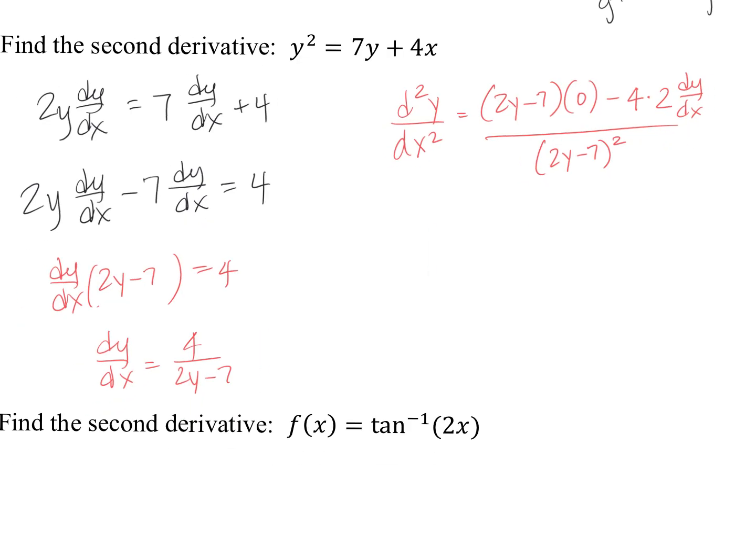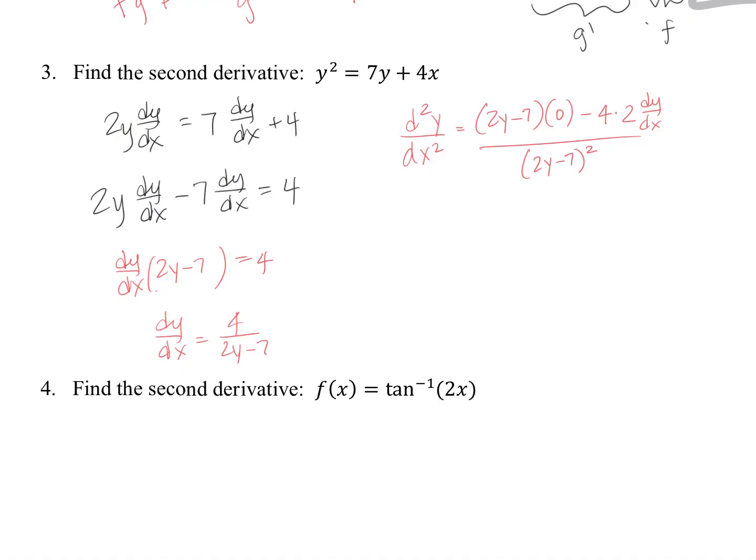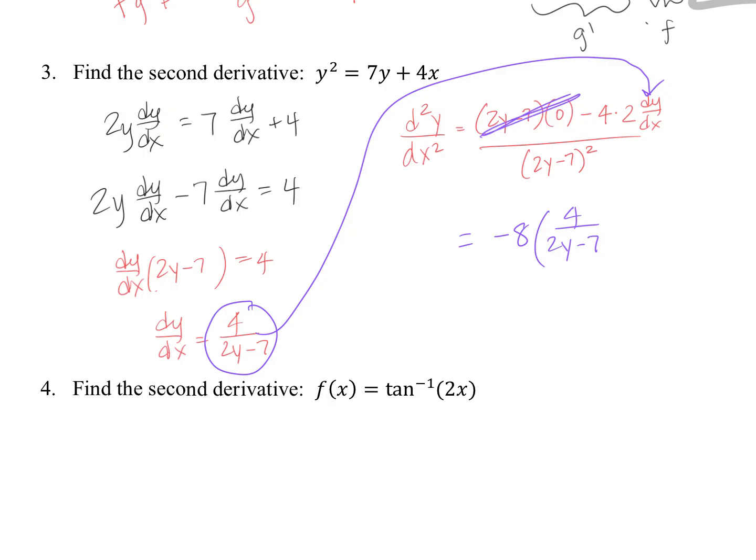Okay, they want that second derivative. Oh, we're done? No, I should have clarified. We can't leave a dy/dx in my solution. Everything else was fine, but what could I put in this spot? Do I know what dy/dx is? Isn't it 4 over 2y minus 7? So all they want you to do is put that right there. Instead of writing 2y minus 7 times 0, we could get rid of that and just say negative 8 times 4 over 2y minus 7, all over 2y minus 7 squared.